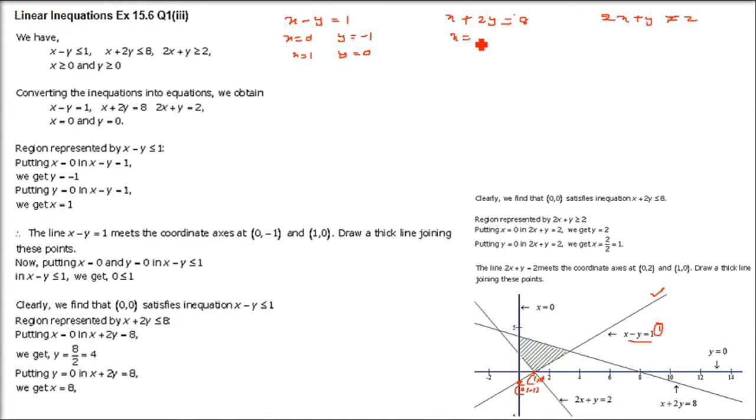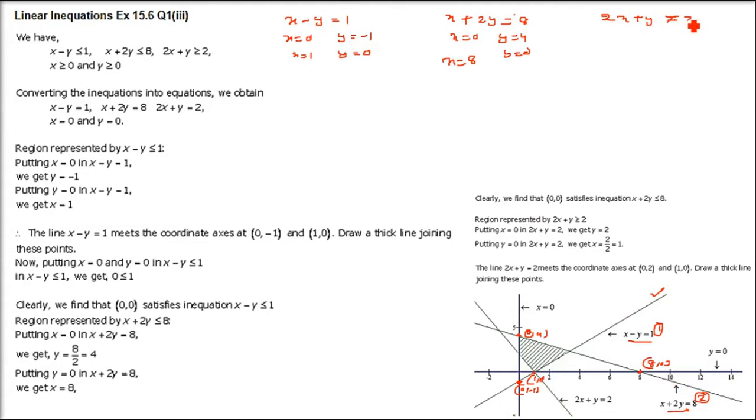Now coming to x plus 2y equal to 8. x equal to 0, y will be what? 8 by 2, that is 4. y is 0, x will be equal to 8. So 0, 4 and 8, 0. This is the point 0, 4. And then we have 8, 0. Mark this point, 8 on the x-axis. Now make a line. This is x plus 2y equal to 8. This is your second line.